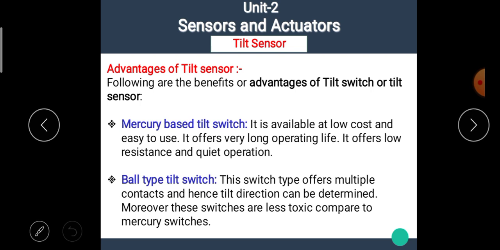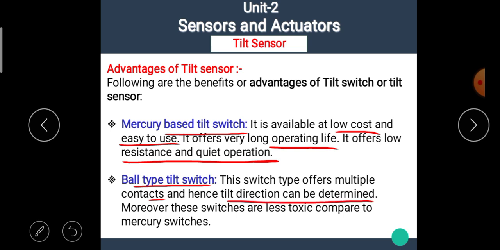Now let's see the advantages of the tilt sensor. First one is the mercury based tilt switch advantage. It is available at low cost and easy to use. It offers very long operating life. It offers low resistance and quiet operation. The advantage of the ball type tilt switch is that this switch type offers multiple contacts and hence tilt direction can be determined. Moreover, these switches are less toxic compared to the mercury switches.